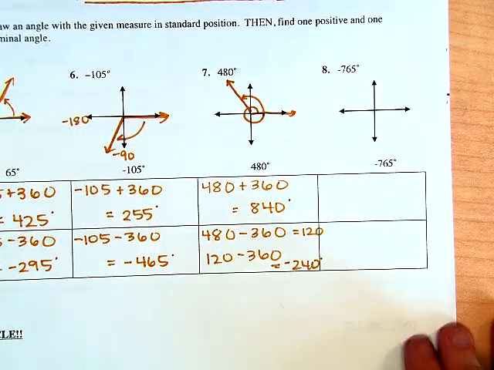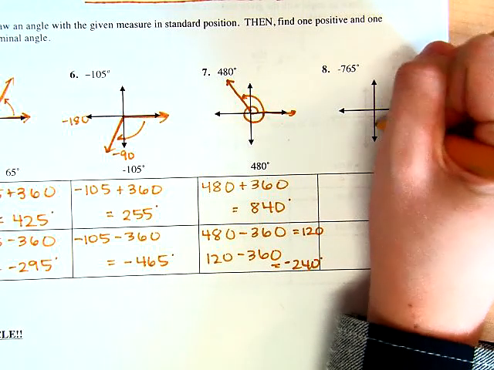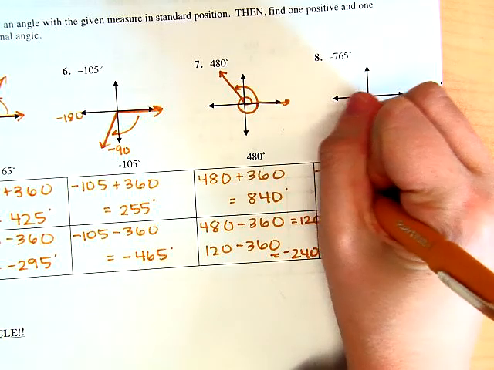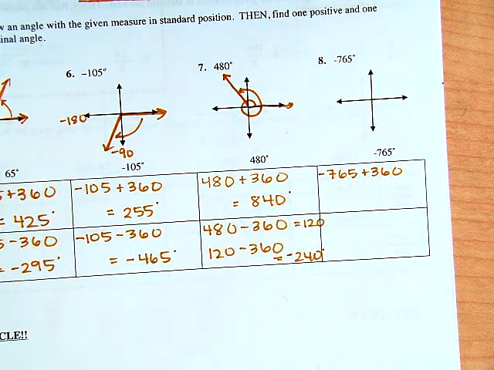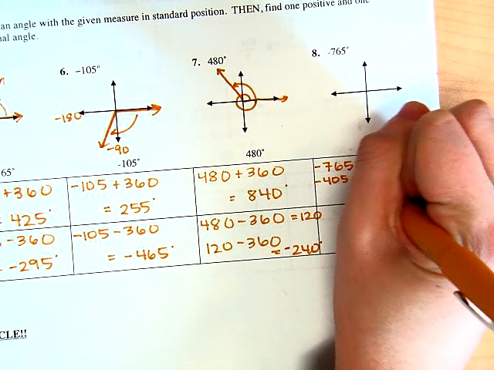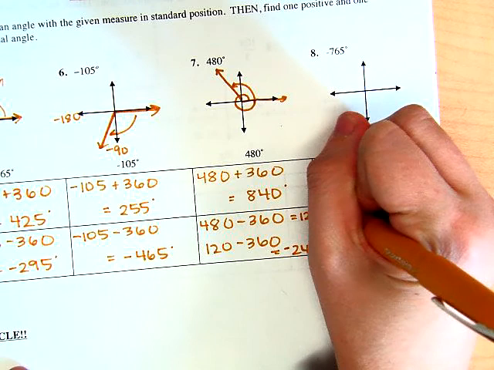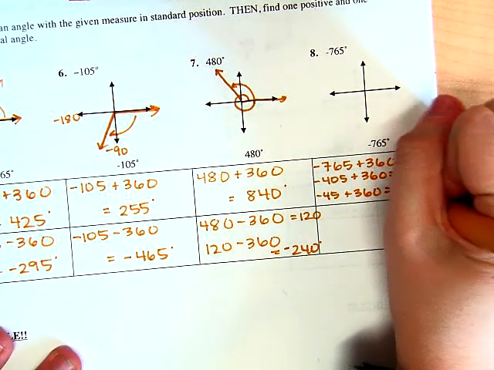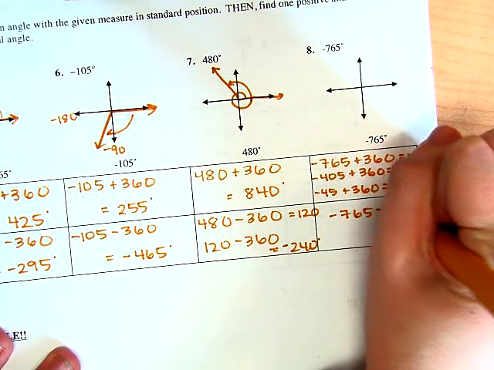One more, negative 765 degrees. So I've got to go negative 360 and then some more negatives. So let's see how much. Let's do this part first. Negative 765 and I add 360. Negative 765 plus 360 gives me negative 405. Oh, I got to add another 360. That gives me negative 45. Oh, I got to add another 360, so I got to be positive. And I get 315.